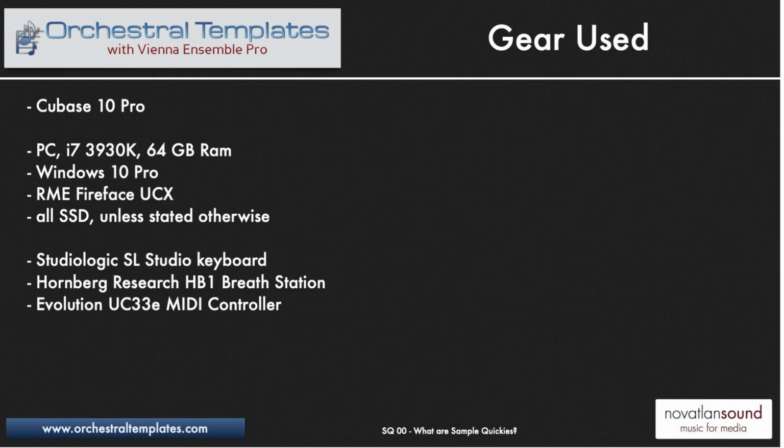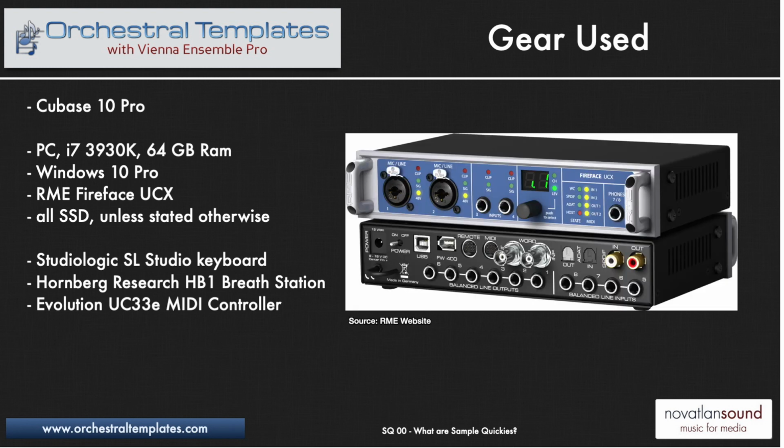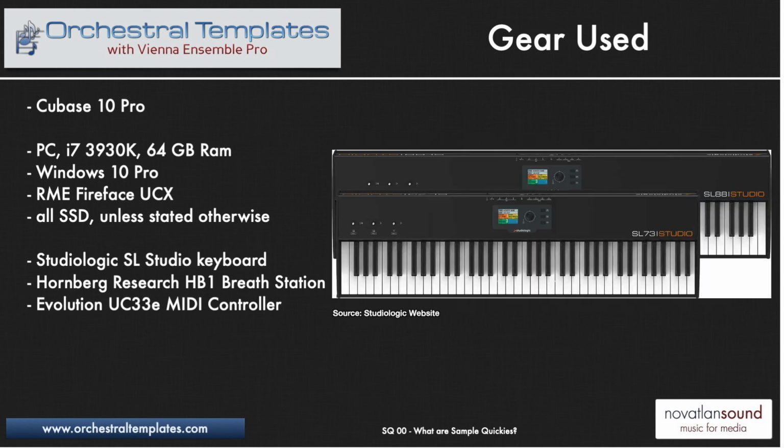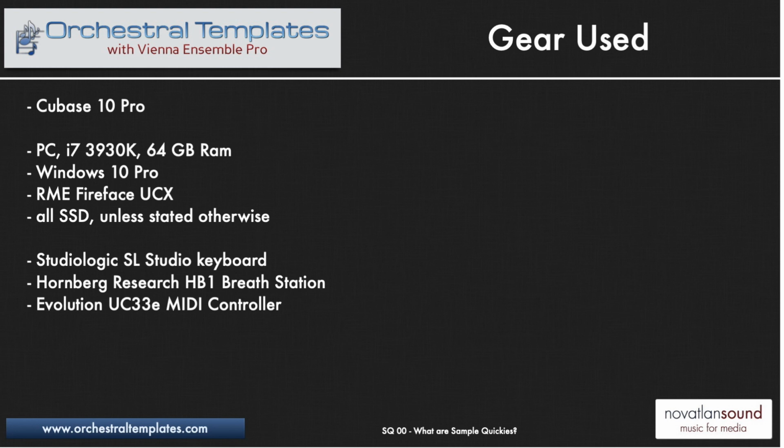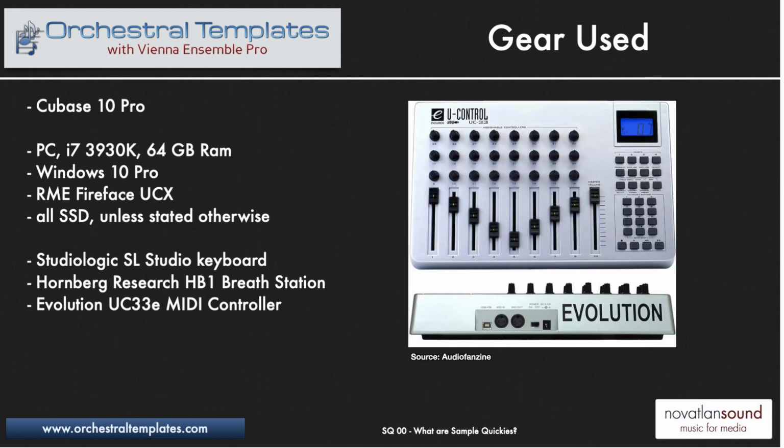Some choice words about the gear I'm using. These videos are generally filmed in Cubase 10 Pro on an i7-3930K with 64GB of RAM, using Windows 10 Pro. My audio interface is an RME Fireface UCX, and everything runs from SSD drives. I use a Studio Logic SL Studio 88 keyboard, plus a Hornberg HP1 breath station as my breath controller. Whenever any MIDI CCs are involved, the ever-powerful Evolution UC33E will do the deed.